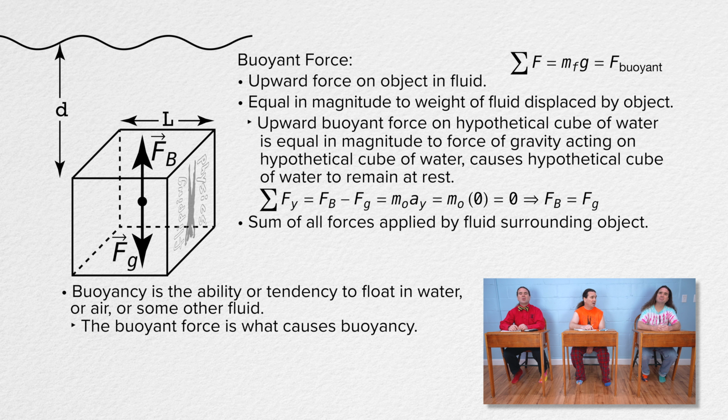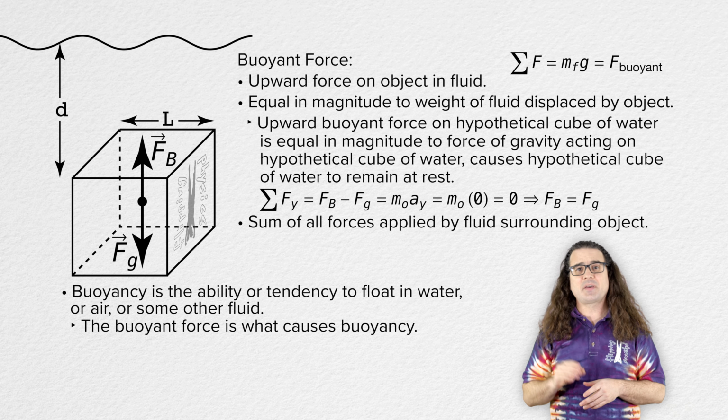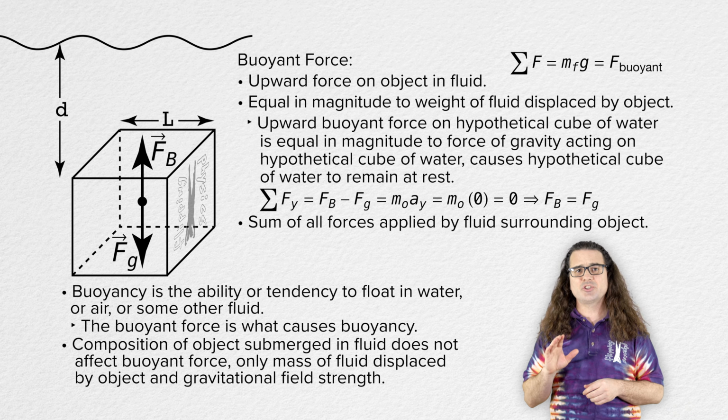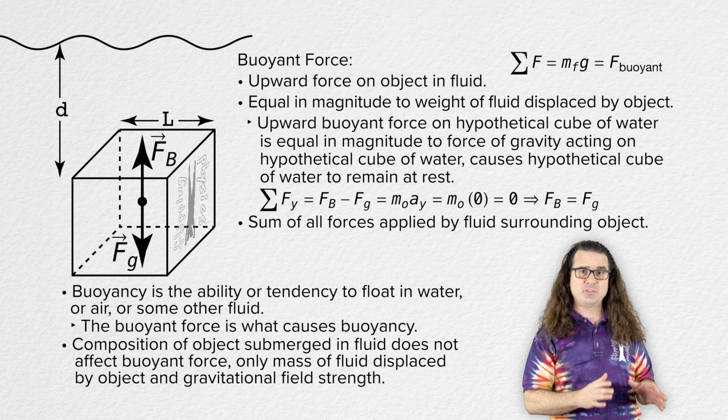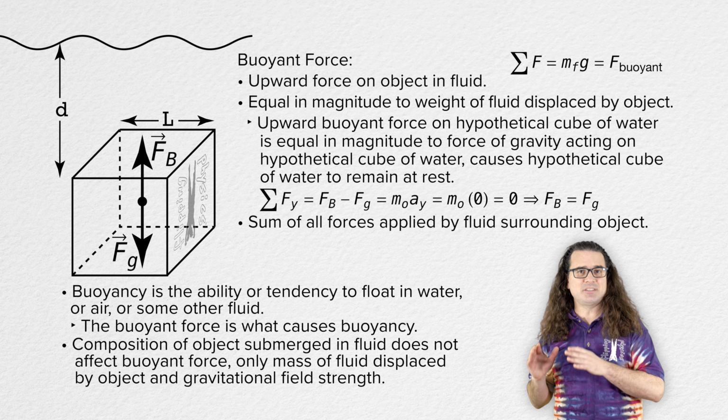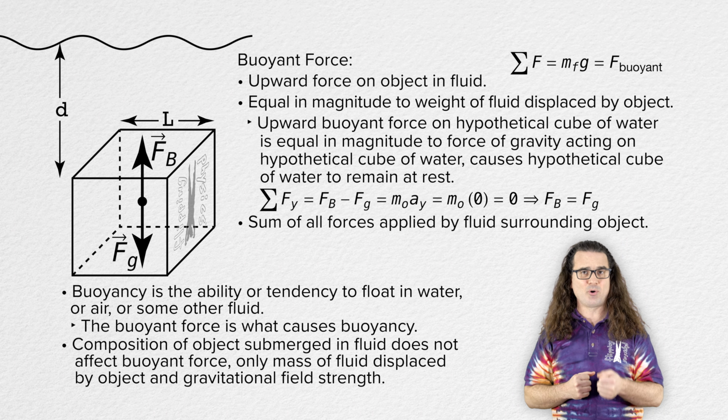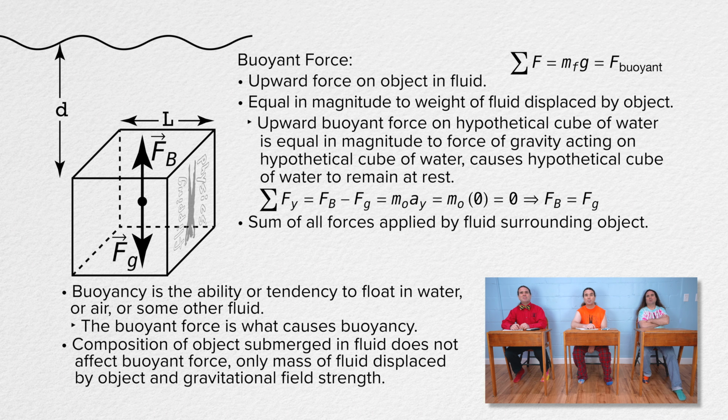Okay. Yeah. Thanks. I will add that the composition of the object which is submerged in the fluid does not affect the buoyant force. Only the mass of the fluid displaced by the object and the gravitational field strength determine the buoyant force. What does he mean by that? That the material which makes up the object displaced in the fluid does not directly affect the buoyant force. Oh, so the density of the object displacing the fluid is irrelevant as far as determining the buoyant force is concerned? Yep, I guess that makes sense.